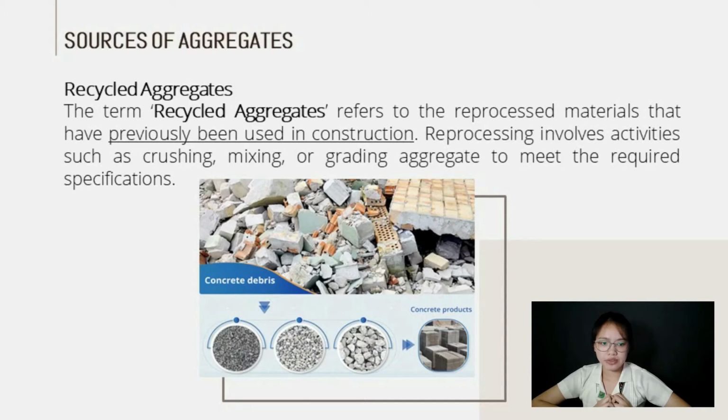The idea of recycled aggregates came along with the idea of conserving our natural resources. So as you can see in the picture, there are concrete debris. These concrete debris can possibly come from demolished buildings or demolished houses. So these concrete debris will be reprocessed to be used again as aggregates, and it will be called recycled aggregates.